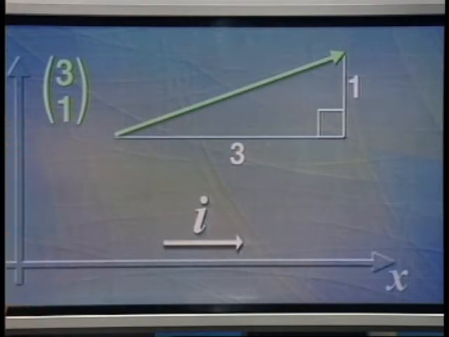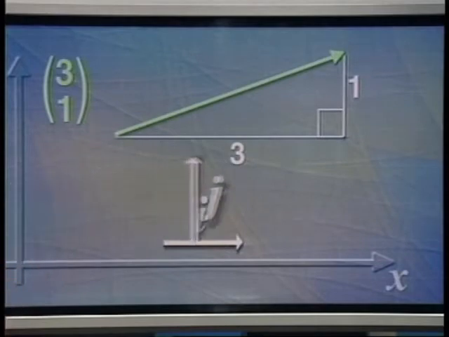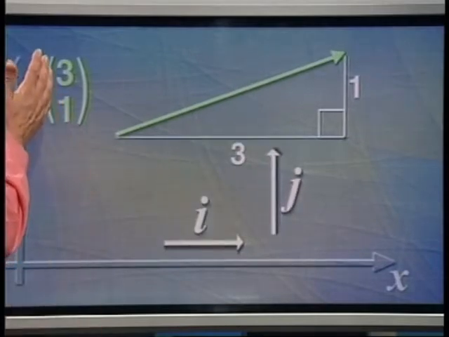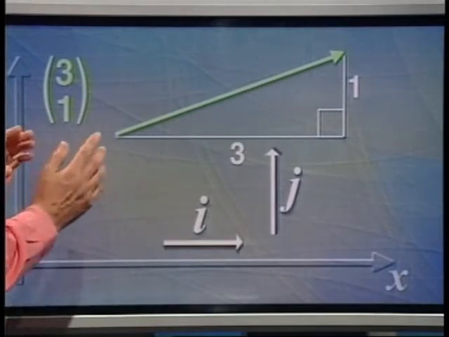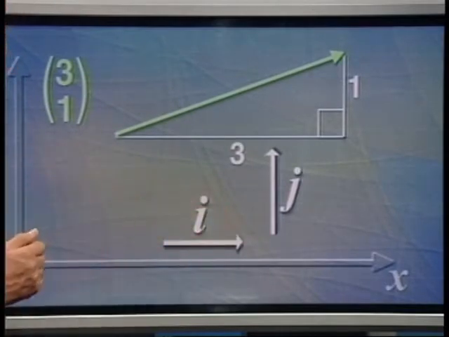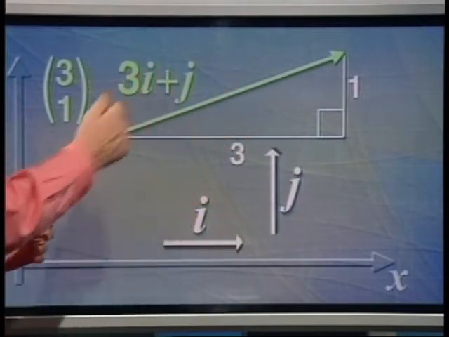OK, what about the j? Well, j was the vector which went 0 along and 1 up, parallel to the y-axis. And we can now write (3, 1) in terms of i and j as 3 times i, 3 in this direction, plus 1 times j, 1 in the vertical direction.